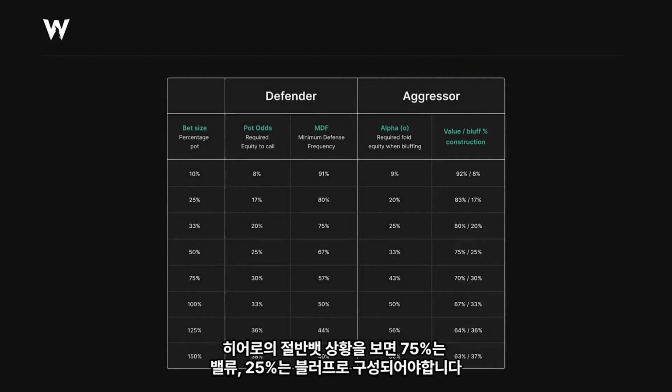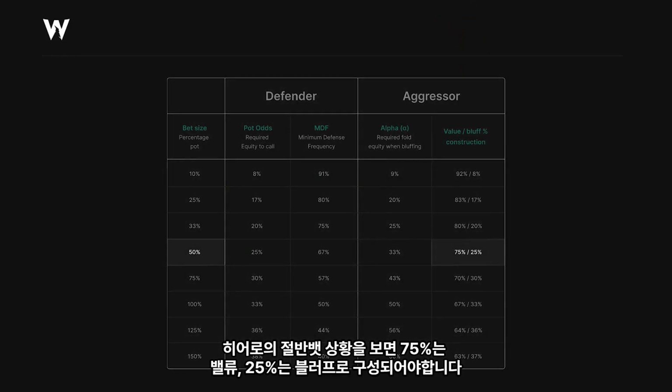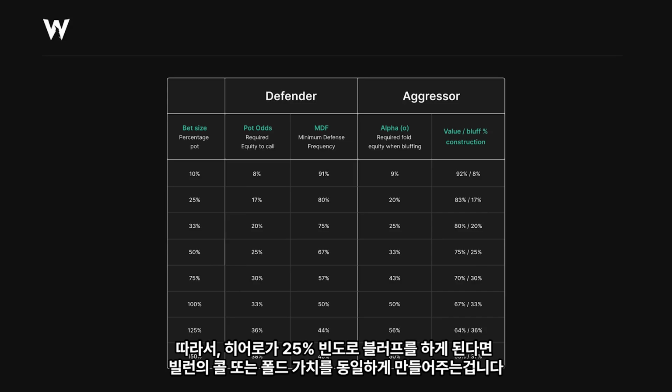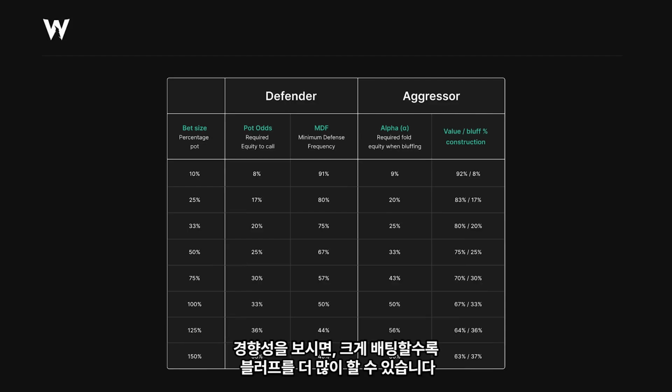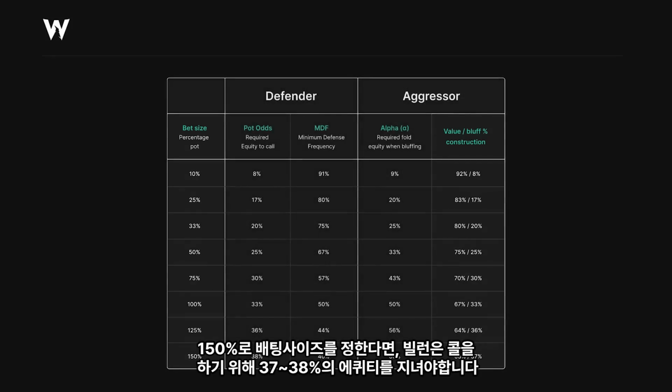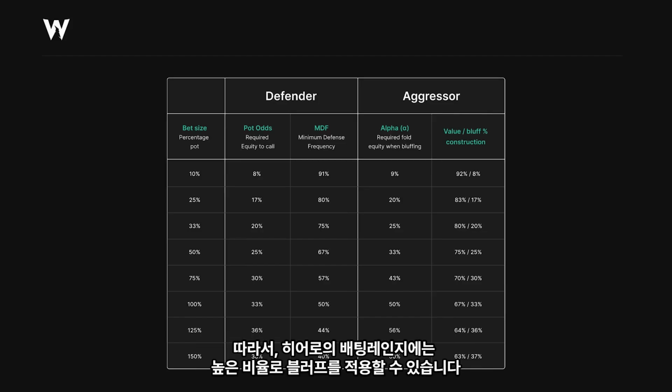So, for example, for a half pot bet, we see that 75% of our betting range should be value and 25% of our betting range should be bluffs. And that's again because they need 25% equity to break even on a call. And therefore, if a quarter of our range are bluffs, then we make them indifferent between calling and folding. And you'll notice something here. The larger we bet, the more bluffs we can use. So if you bet 150% pot, villain needs somewhere like 37, 38% equity to call this bet, and therefore a larger proportion of our betting range can be bluffs.